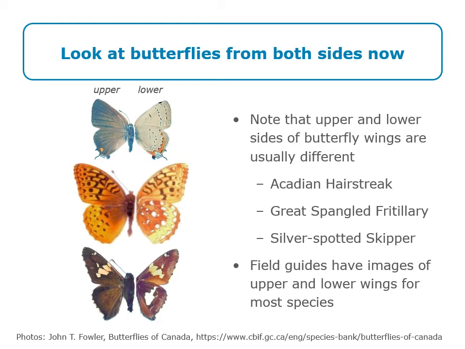And if it doesn't, it's because either you're very unlikely to see that side of the wing. Some butterflies usually sit with their wings closed, so you're never going to see the upper side, or it's not that relevant for identifying it, so you really only need to see one side. But generally, you'd like to be able to see both if you can.